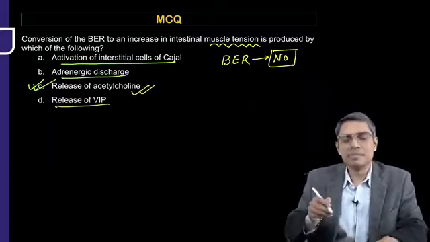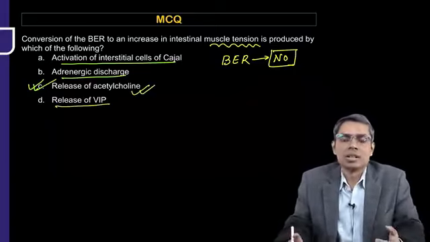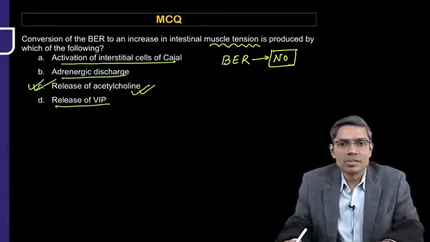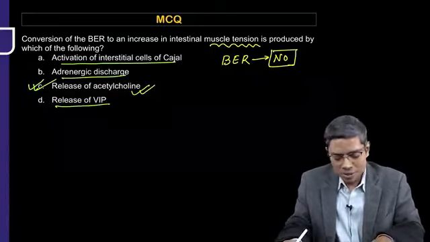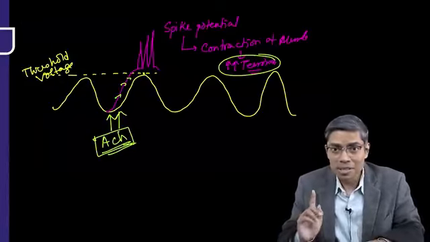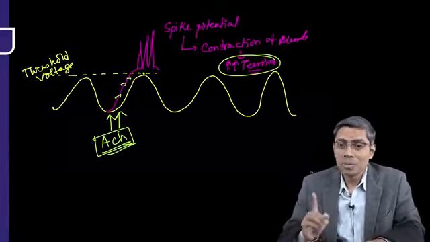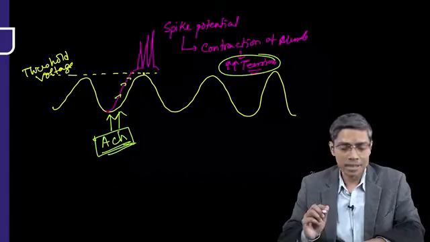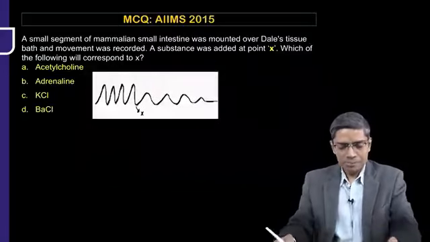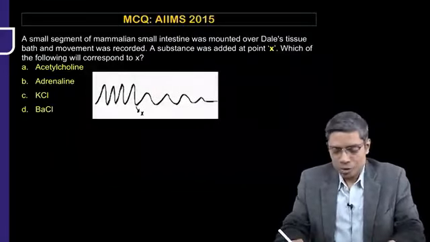The release of VIP also causes relaxation of the smooth muscle of the GIT. So that is also not my answer. Got it? So this is a very, very important thing. Please note down. In the GIT, one of the most important things is BER, right? So next question, AIIMS 2015 question.